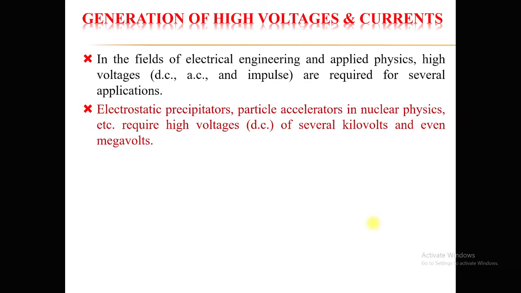High voltage DC finds application in particle accelerators in nuclear physics. You can find its application in electrostatic precipitators, where the high voltage DC is used to remove the ionic impurities from the flue gases. You can also find its application in impulse generators as a charging source for the capacitors.